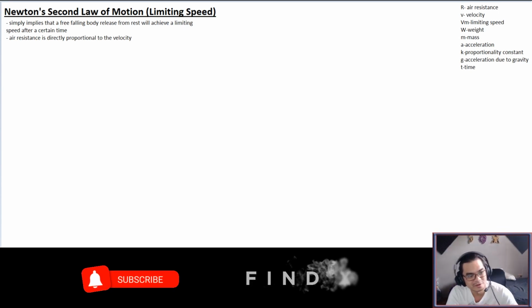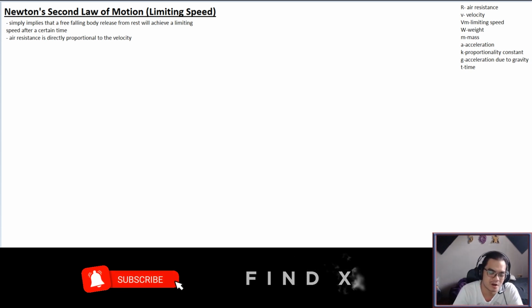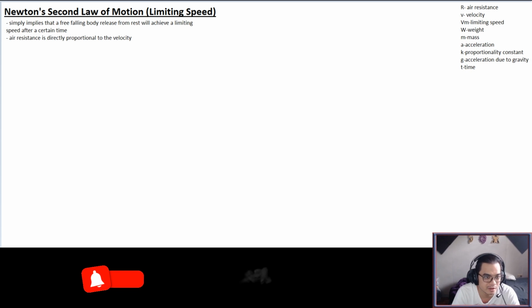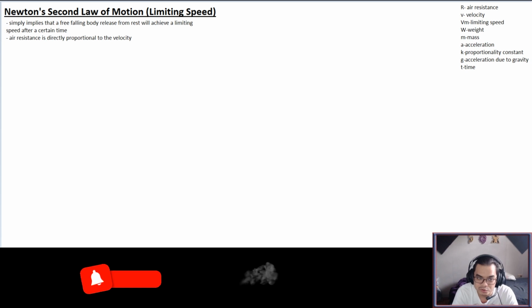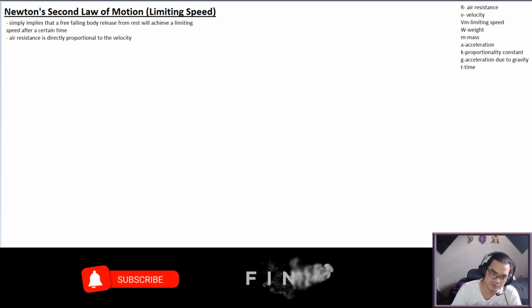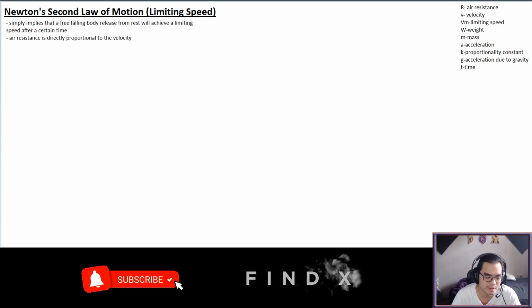So let's proceed to the next topic for the application of differential equations. Today we have Newton's second law of motion, which is also known as the limiting speed. Take note that this is not the same as Newton's second law of motion in physics. This is a different theory, a different topic.